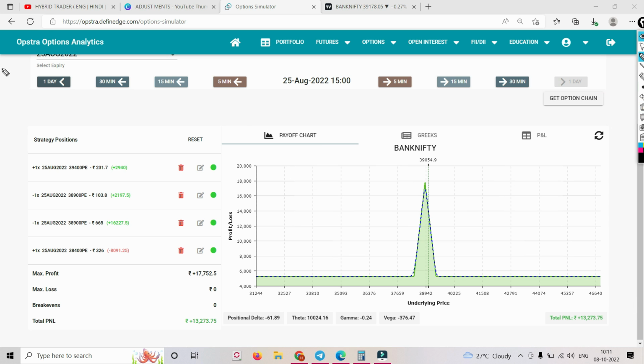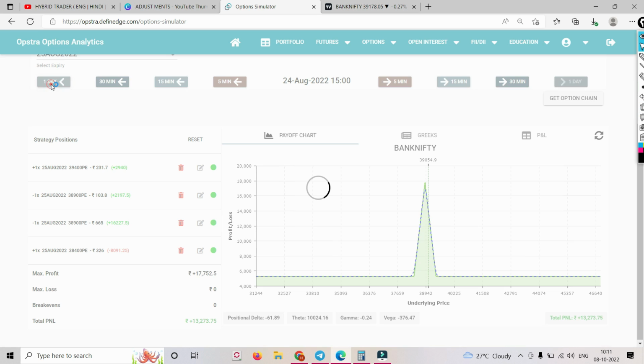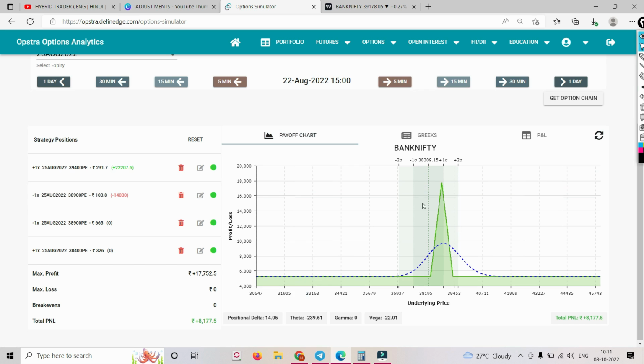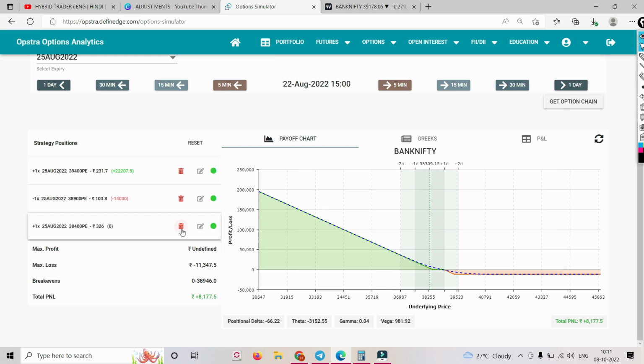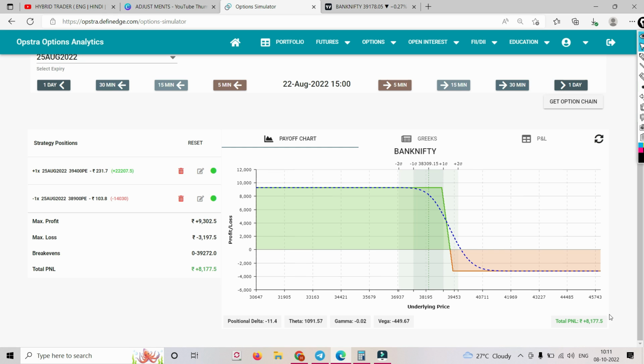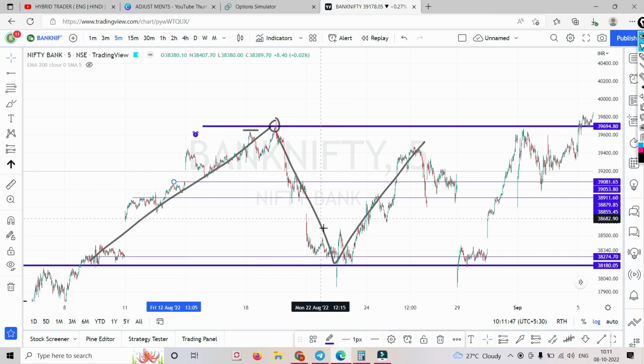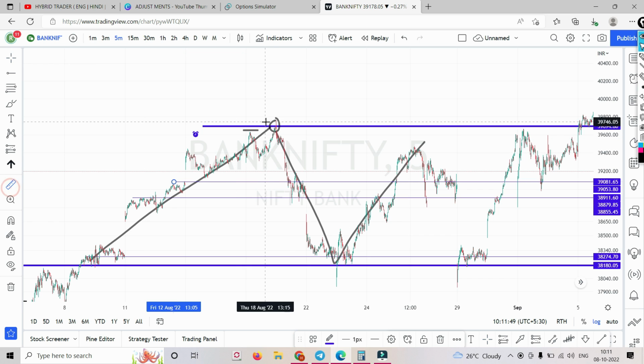Your profit is increased. Now again, let me get you back to 22nd, the original trade. We have seen 2 to 3 variations. Now I'm showing you another variation. I'll delete this. So now I already got 8,200 profit. I pretty well know that the market has already given me this movement.